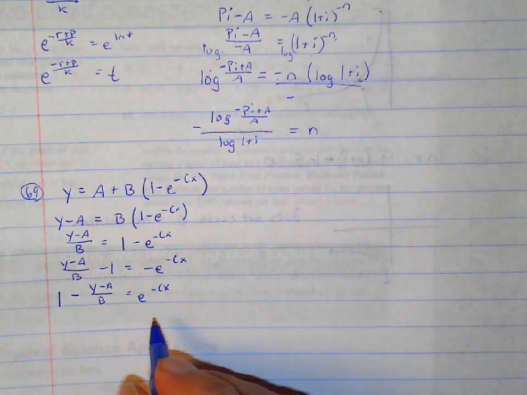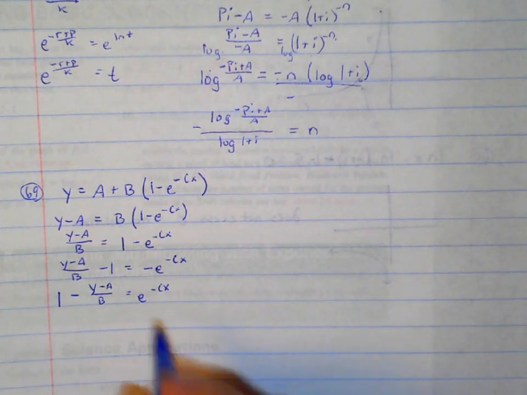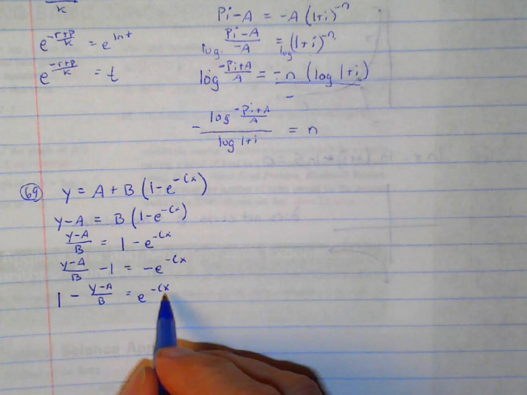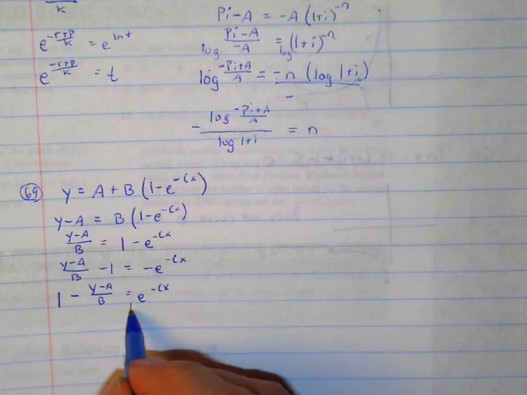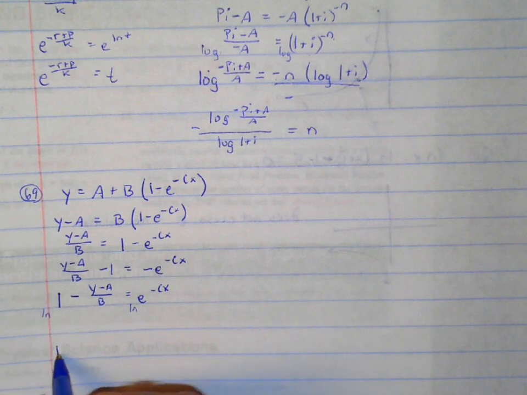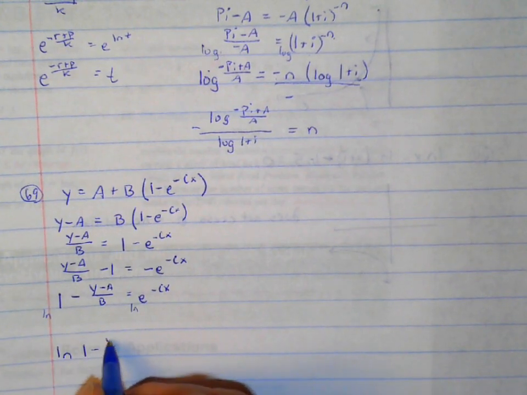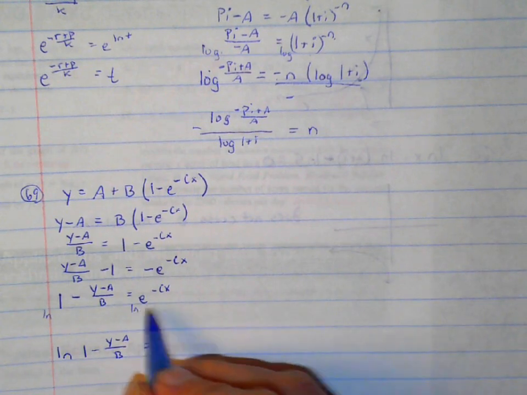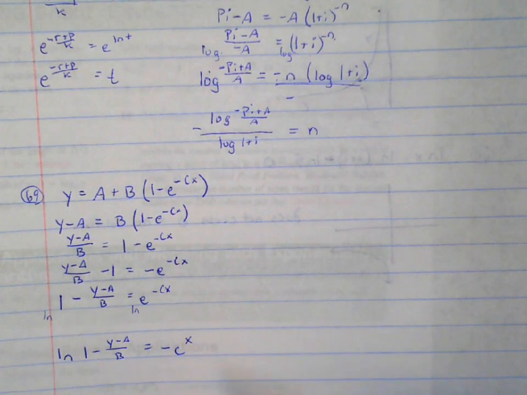And I want to take the natural log of both sides. Okay. So, because I have e here, I'm going to take natural log of this side and natural log of this side. So I have natural log of 1 minus y minus a over b is equal to natural log, and e cancel, so I have negative cx.